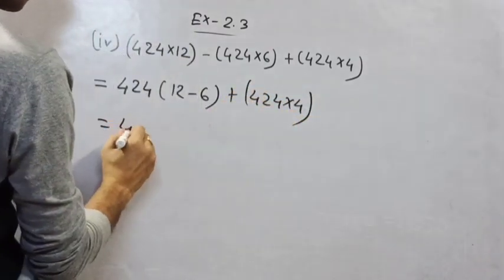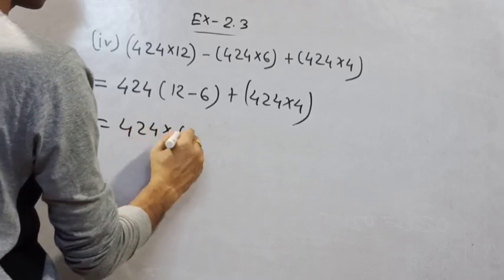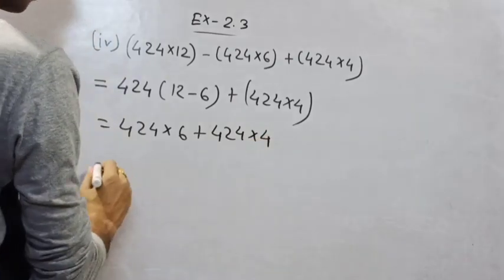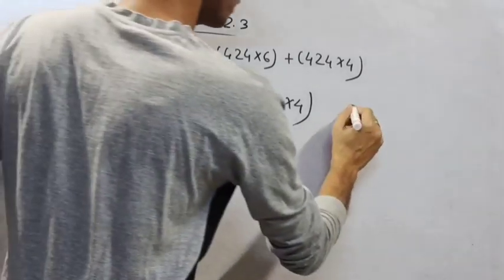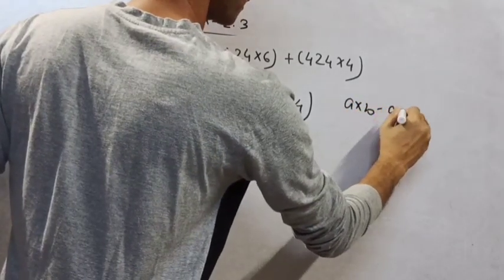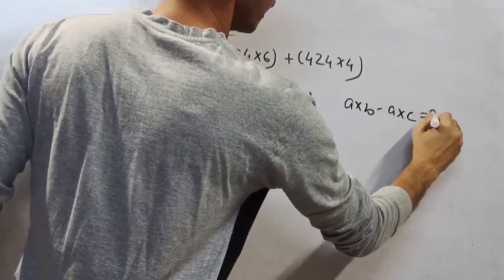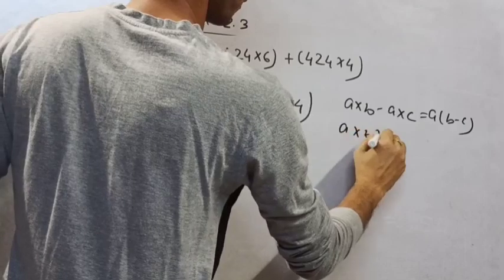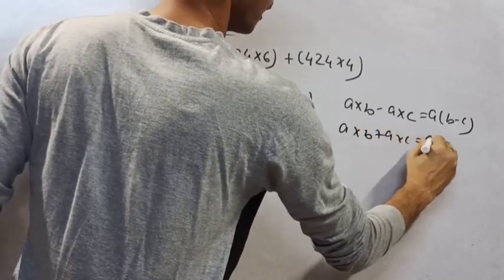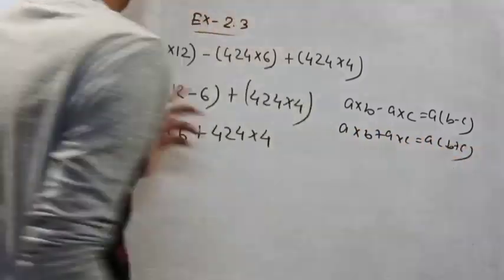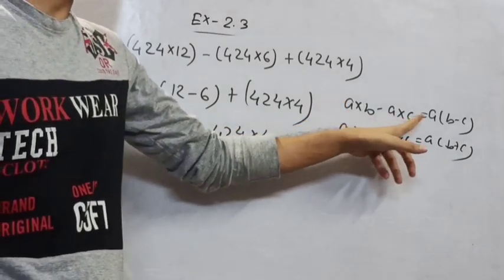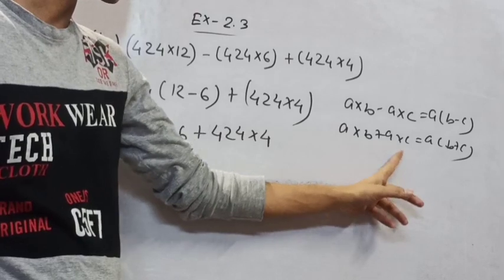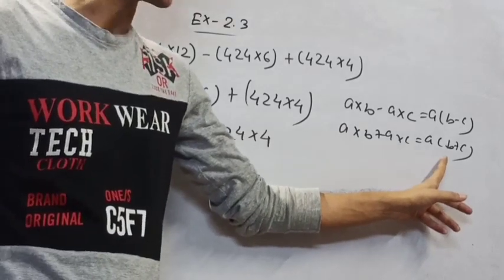So here 424 into 6 plus 424 into 4. Now here A into B, so this is A into B minus A into C, that is A into B minus C. So A into B plus A into C, A into B plus C. This is distributive property of multiplication over subtraction. And this is distributive property of multiplication over addition.